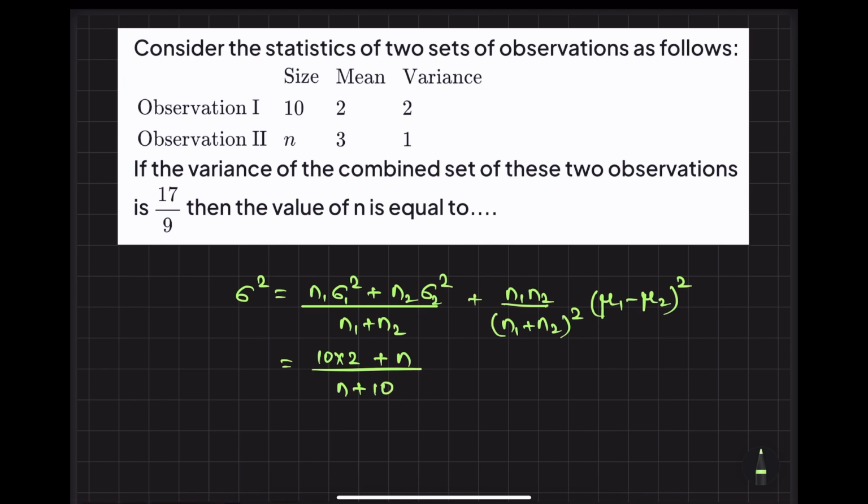Okay, they did not mention the number of observations. Okay, let's go through it. So it is 10n by (10 plus n) whole square. Okay, and then mean 1 minus mean 2 square, so it is 1 square, which is 1, and the variance is 17 by 9. I hope till this part you guys are comfortable.